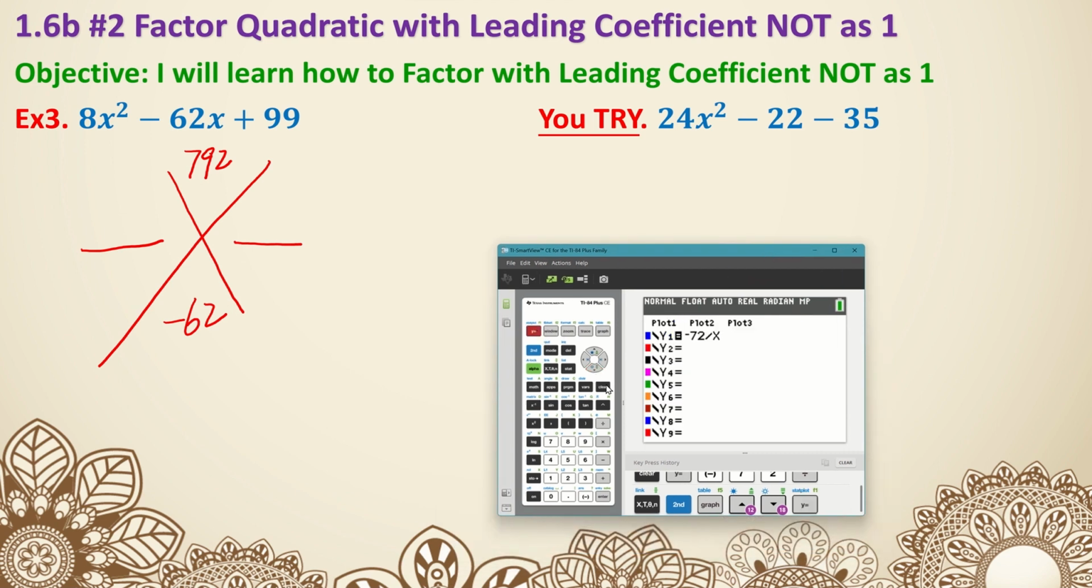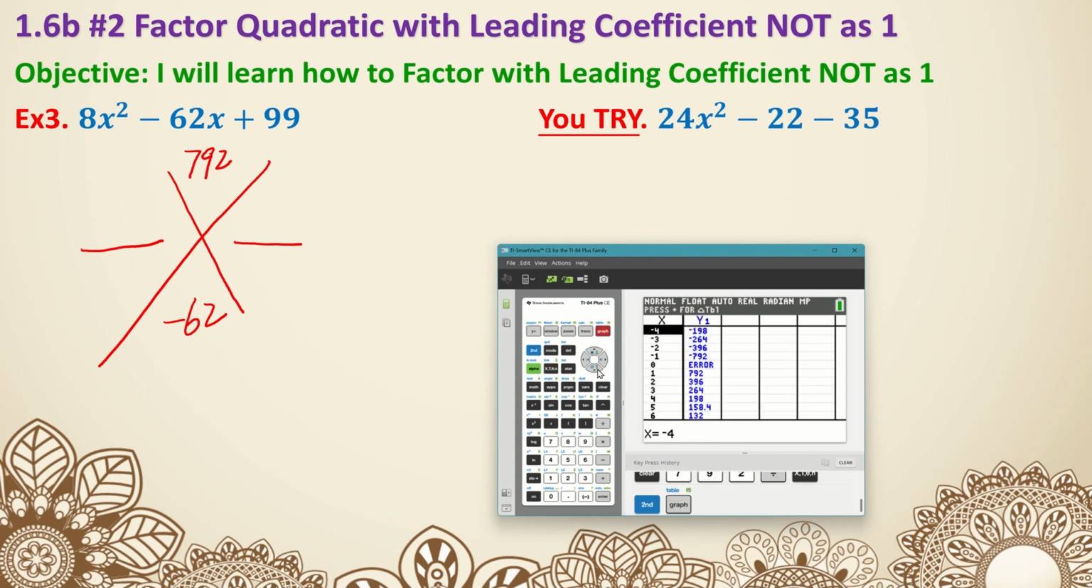Y equals, I'm going to clear that. We're typing in 792 divided by x. Then second and graph. Voila, that's all the numbers. But they need to add up to a negative 62. So right now you can see negative 4 and negative 198. Well, that number is pretty big. And if we keep going down, they're all becoming positive. So we have to keep going back up. Let's keep pressing, find some whole numbers. Negative 18, negative 44. There we go.